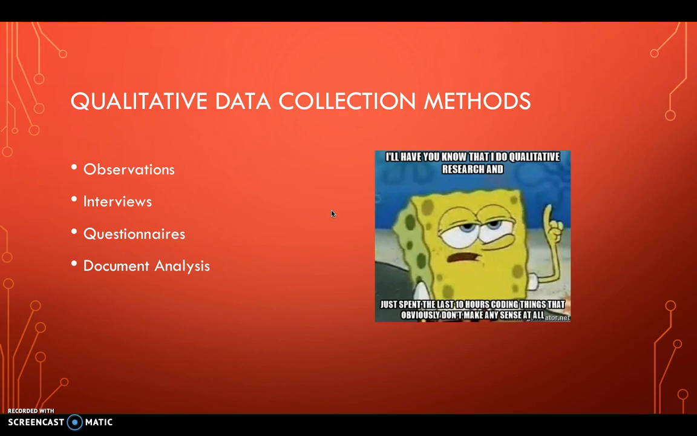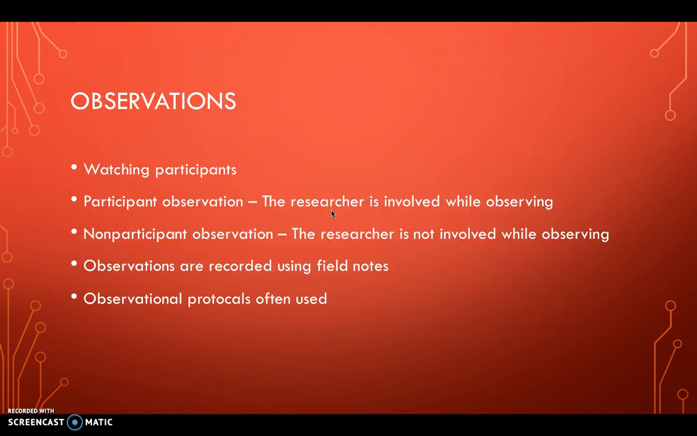But qualitative data collections include the following: observations, interviews, questionnaires, and document analysis. There's a whole bunch of different methods here that you can use to collect information. But these are the main four that you're going to be using in the qualitative area. So observations obviously means watching participants.